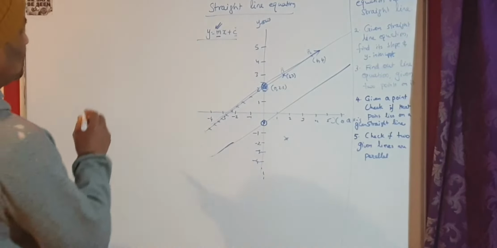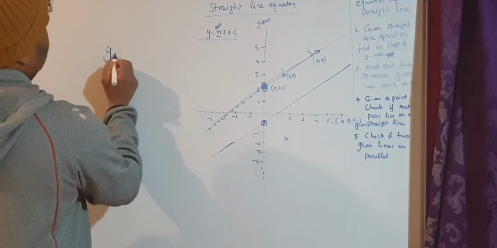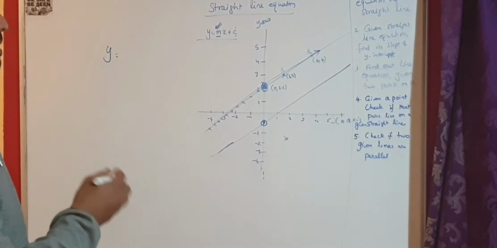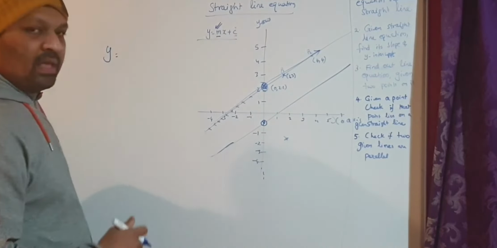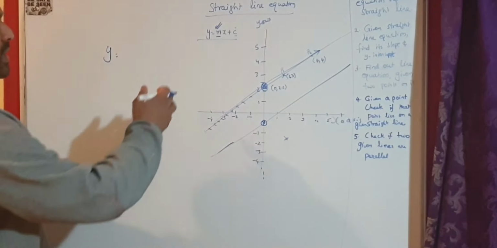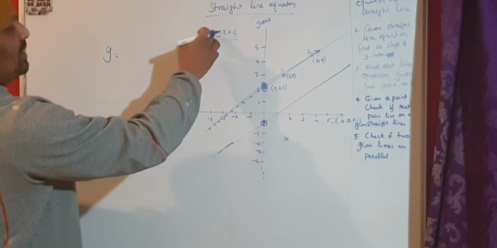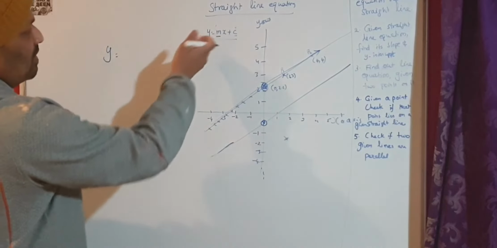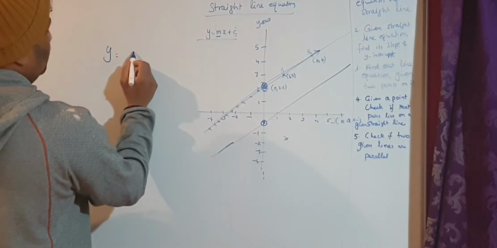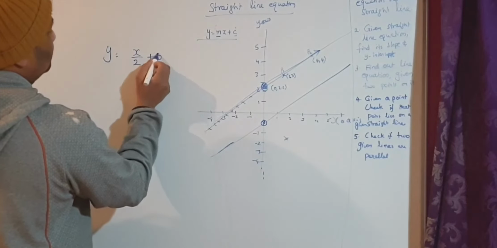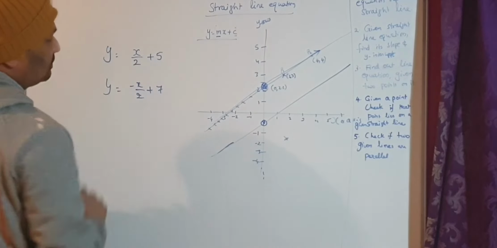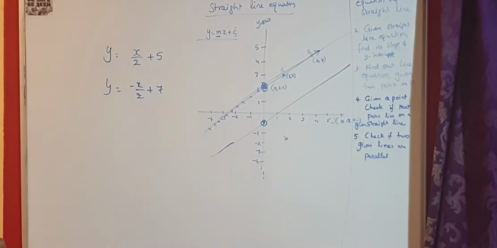Say I'm giving you two line equations. For the sake of simplicity, I'm taking line equations that are already in the form y is equal to mx plus c. Even if it is not, you can bring the given equation into this form by doing some simplification. So I'm giving you one line equation as y = x by 2 plus 5, another line equation as y = minus x by 2 plus 7. Are these two perpendicular lines?